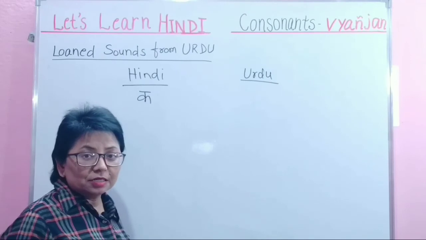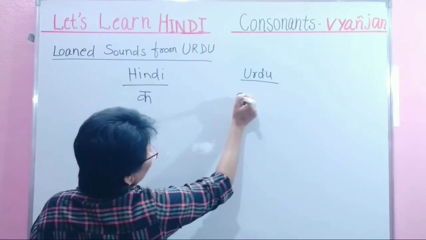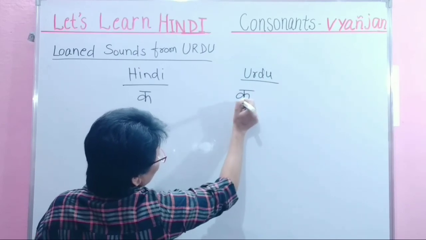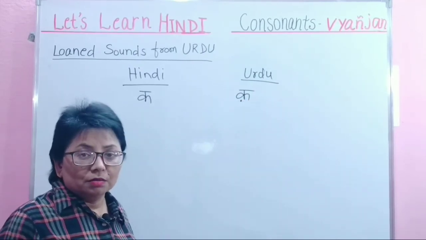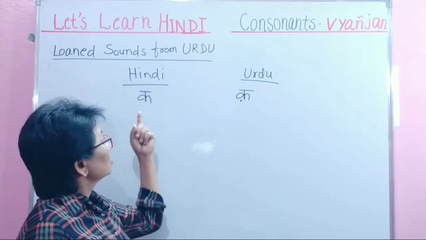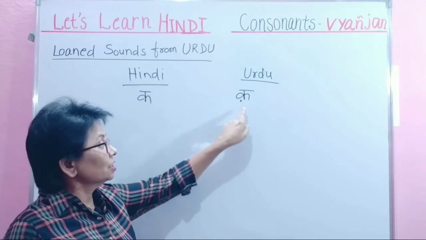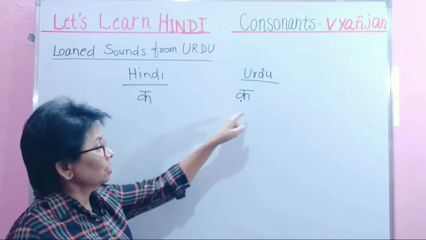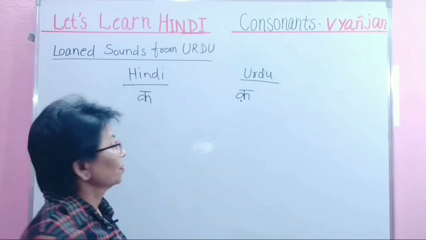Ka, that is a guttural sound, ka. And in Urdu, we have also one more, that is ka. See the difference? Ka, ka. And there is a dot, big difference. There is a dot and it is Urdu. Ka.